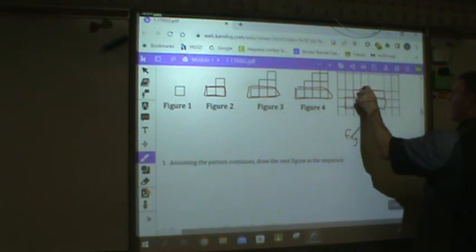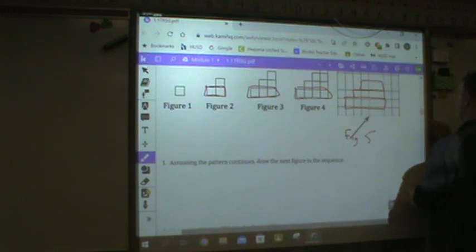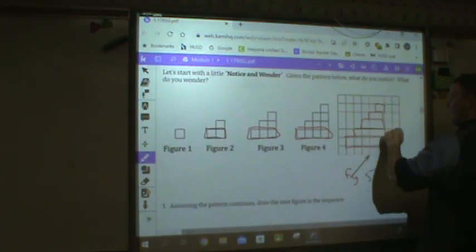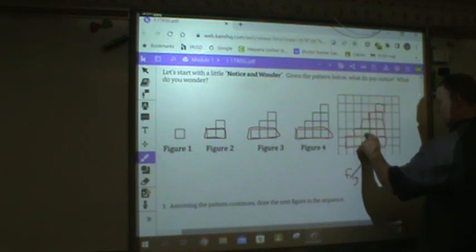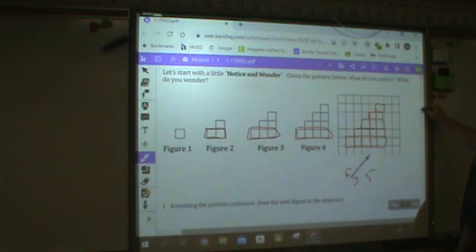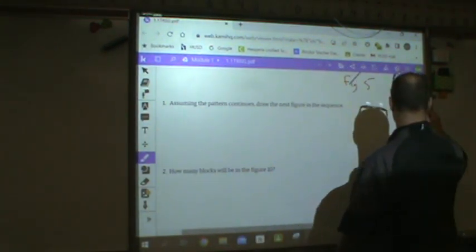And then it's going to have 4 on top of that, 3 on top of that. Move down here. It's going to have 2 on top of that and 1 on top of that. Here's my figure. Right? So 5, 4, 3, 2, 1. The next question says, how many blocks are going to be in figure 10?